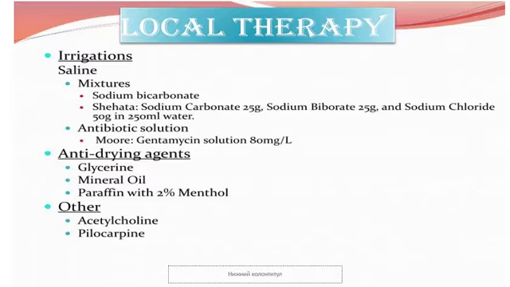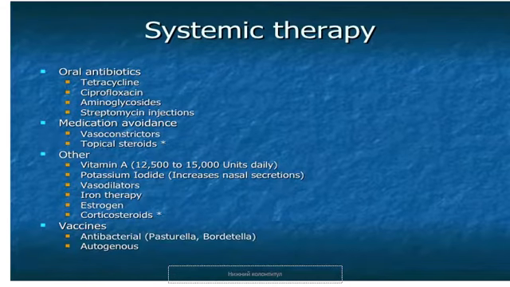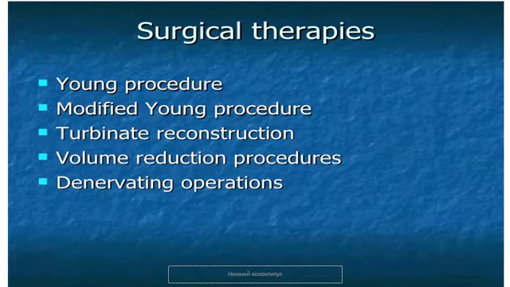When we mean local therapy, we mean irrigations, anti-drying agents and others. Systemic therapy includes oral antibiotics, medication avoidance and others. Some elements are needed, and a vaccine is sometimes indicated. The surgical therapies are the Young procedure, modified Young procedure, turbinate reconstruction, volume reduction procedures, and nostril closure operations. This is done after atrophic rhinitis.